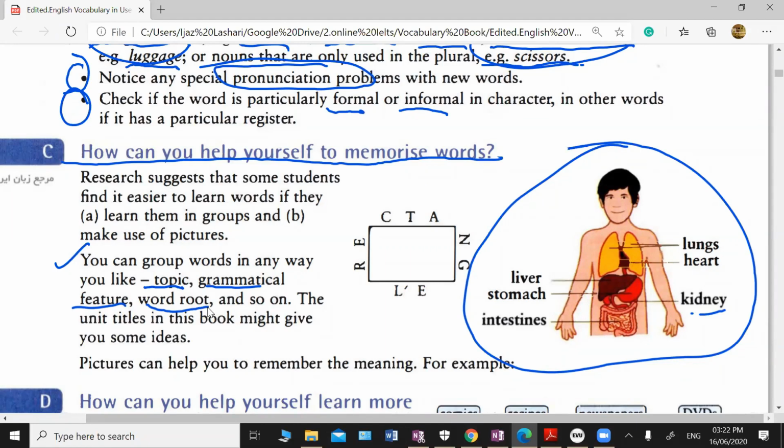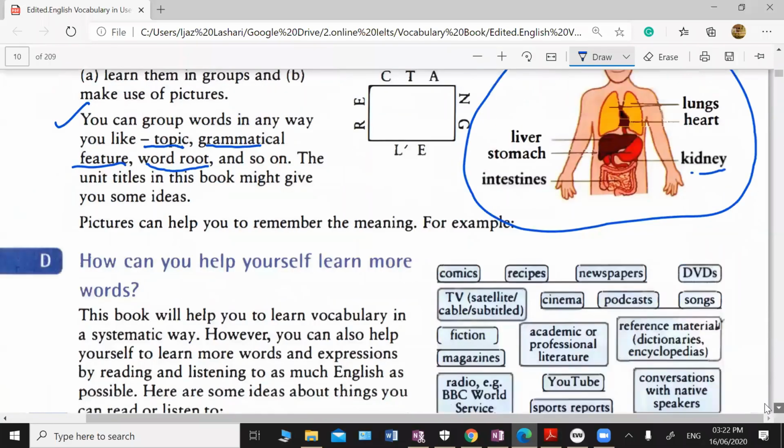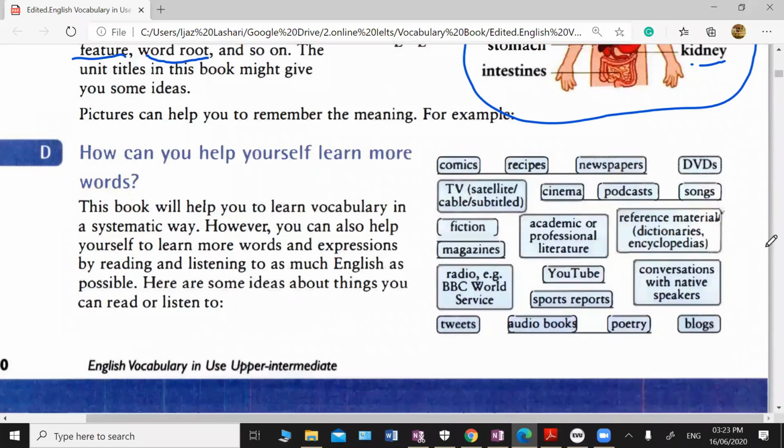In your vocab journal, you can put one page for the words which are related to grammar, and another page for the words related to different features. I'm going to put the words which have different suffixes, prefixes or root words. There are different ways.